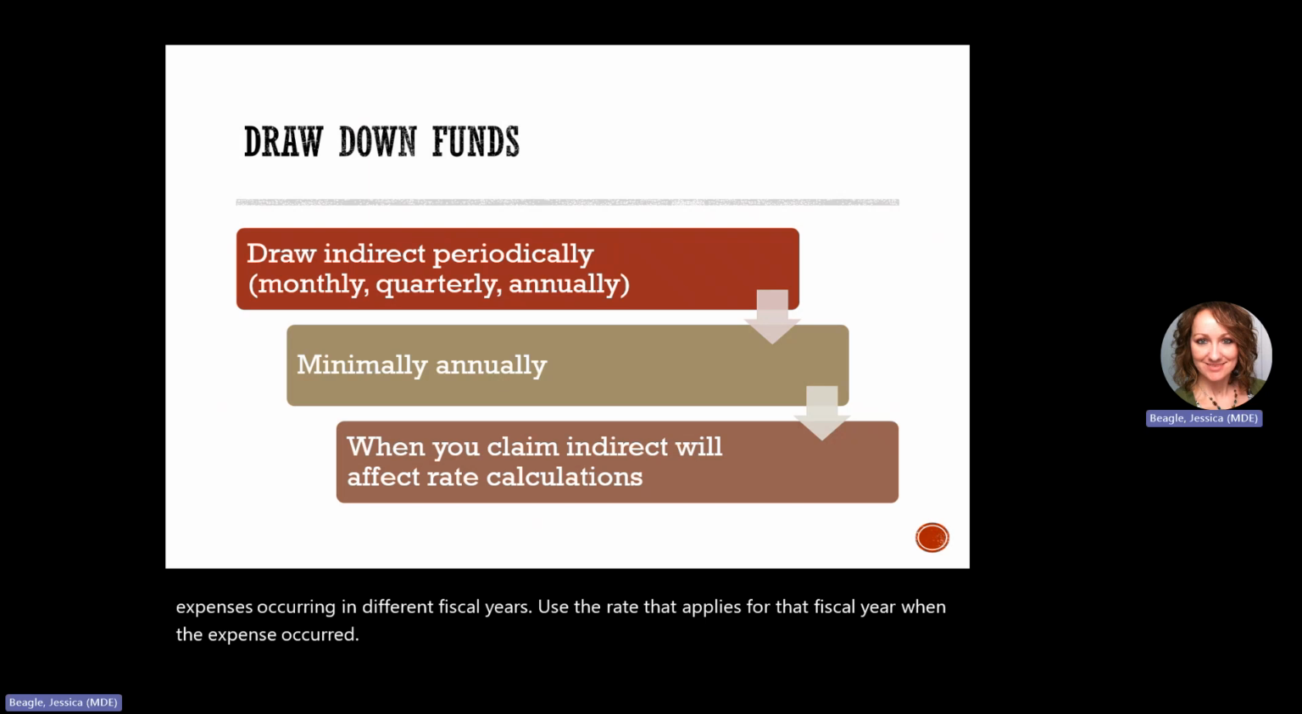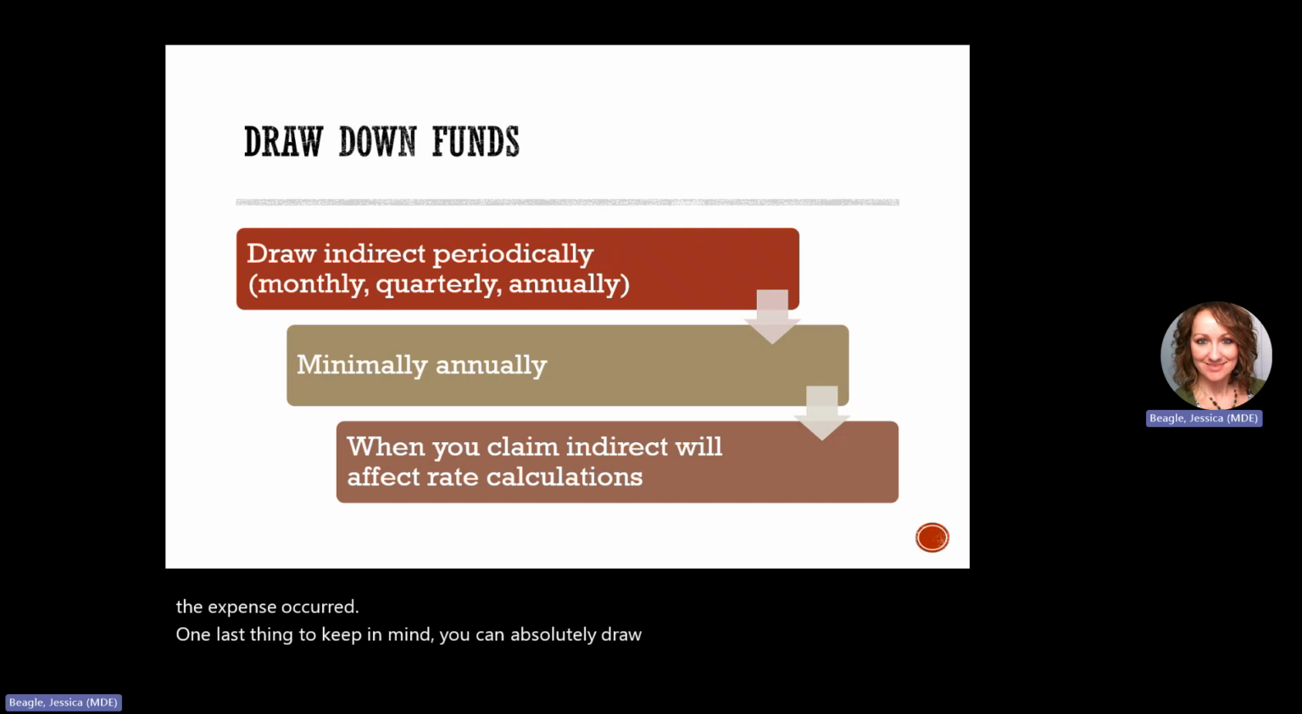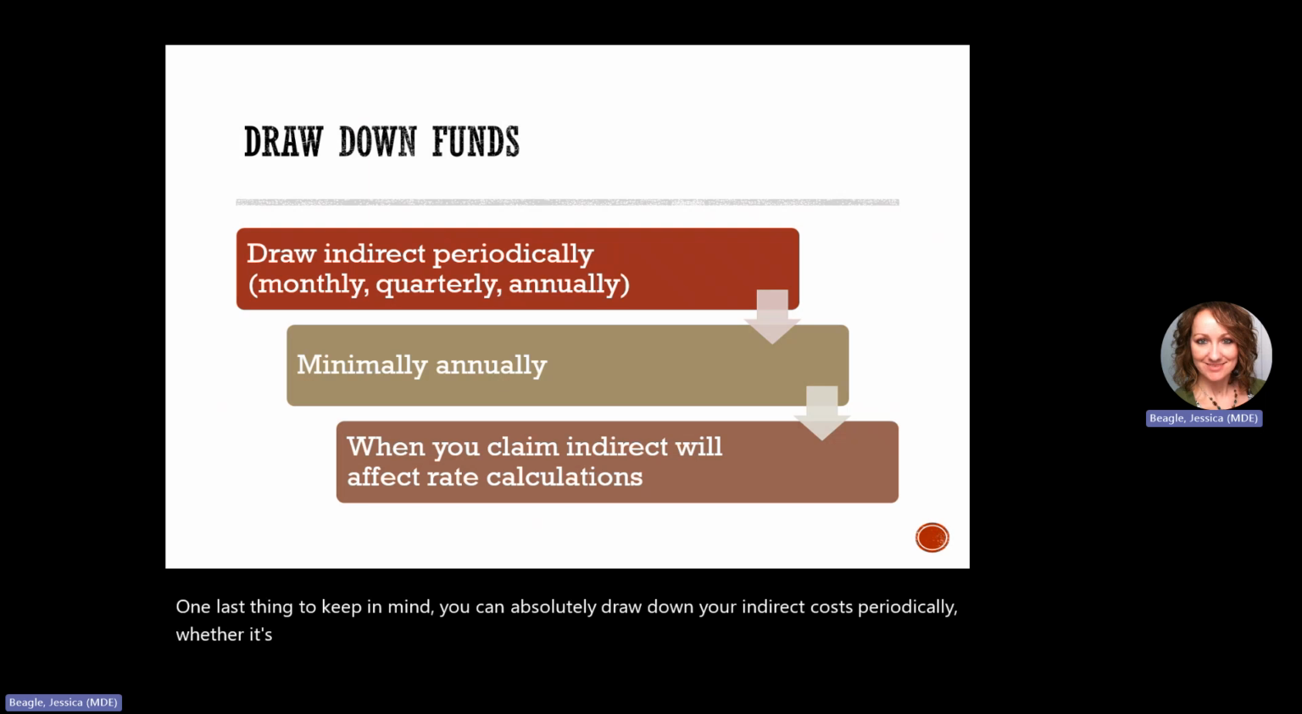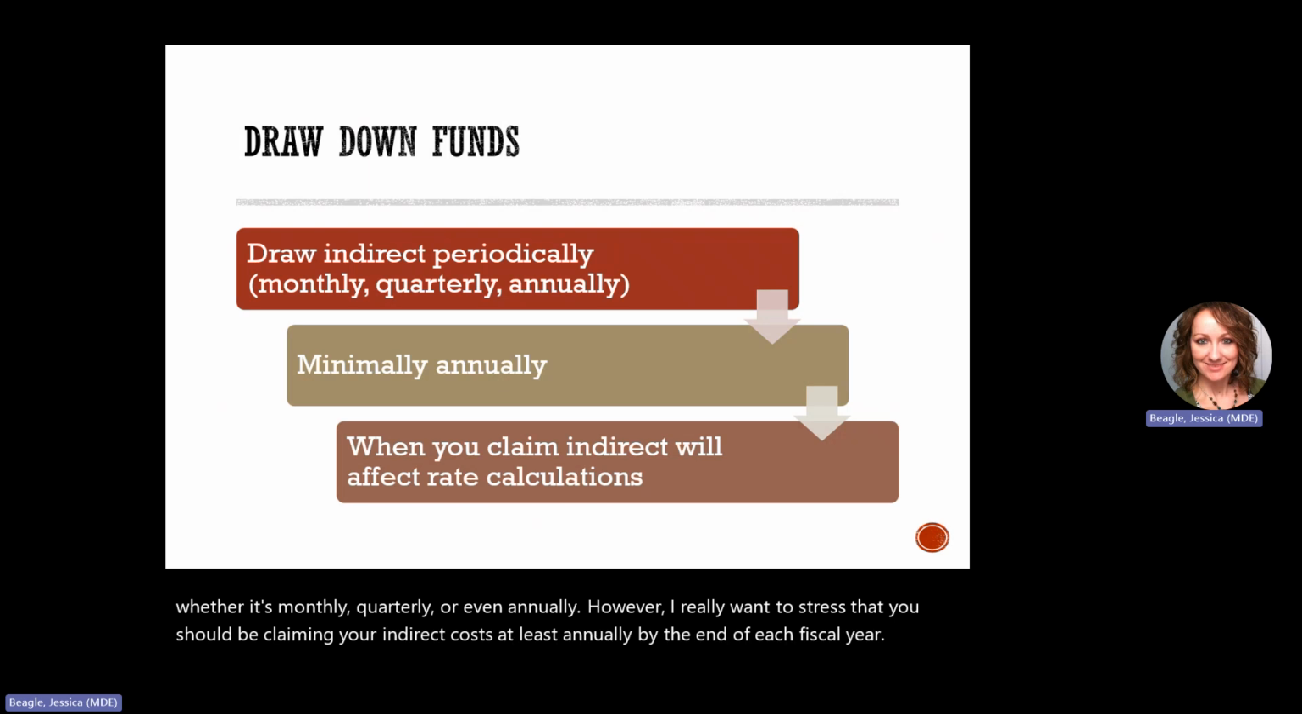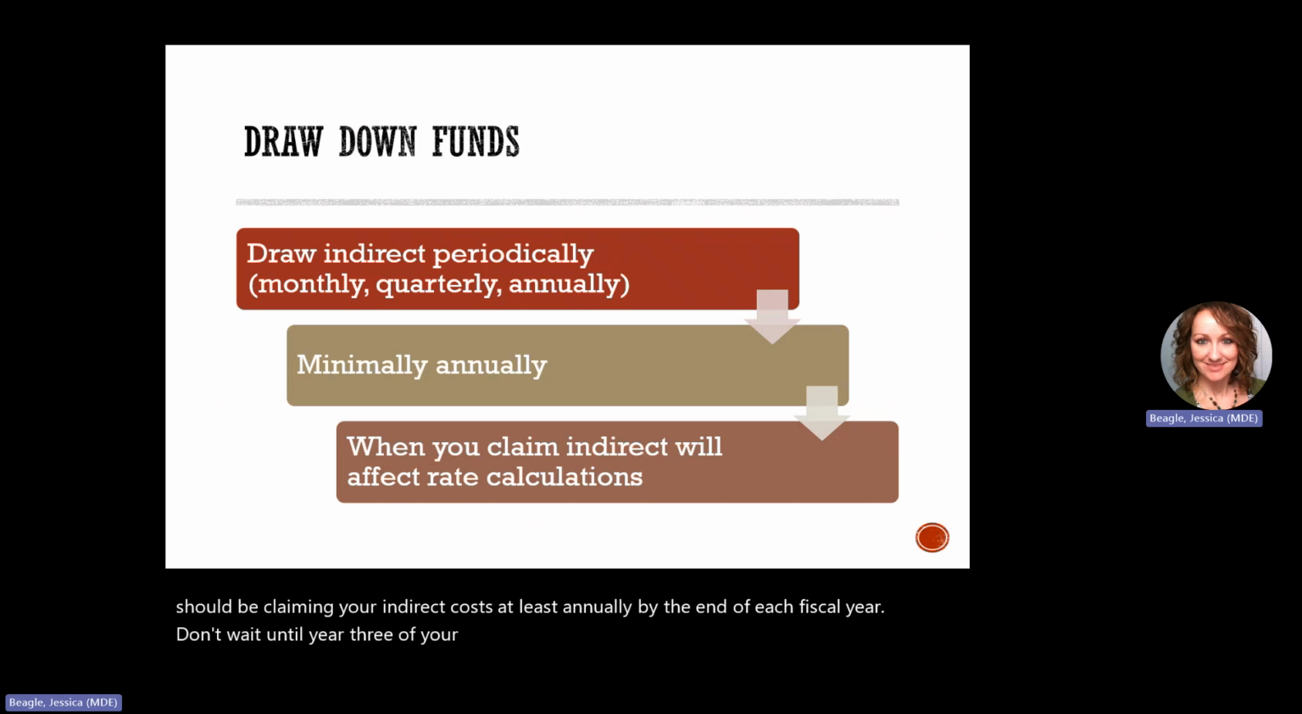One last thing to keep in mind. You can absolutely draw down your indirect costs periodically, whether it's monthly, quarterly, or even annually. However, I really want to stress that you should be claiming your indirect costs at least annually by the end of each fiscal year. Don't wait until year 3 of your grant to charge all of your expenses and do one single drawdown. You cannot claim indirect until you've charged expenses to the grant.